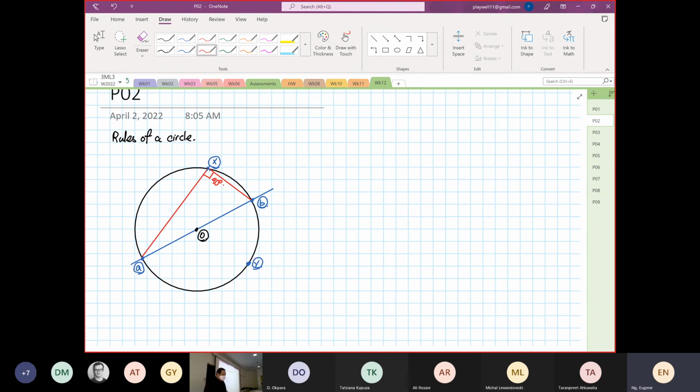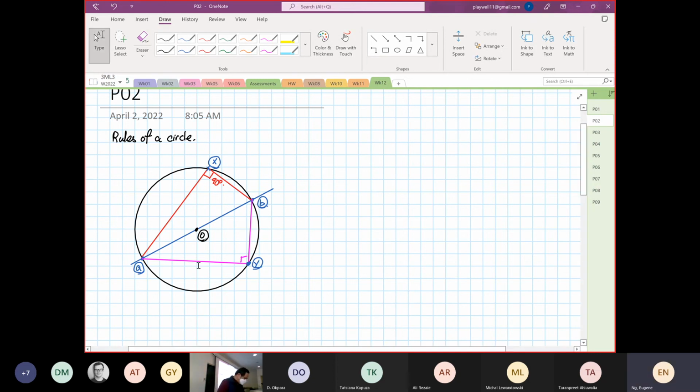If I do it again for point Y, let's say I pick point Y somewhere down here. Over here, you can see that this is always 90 degrees. Always.